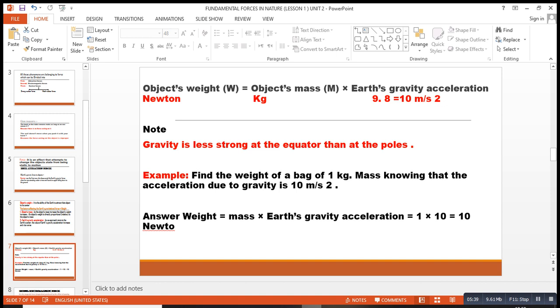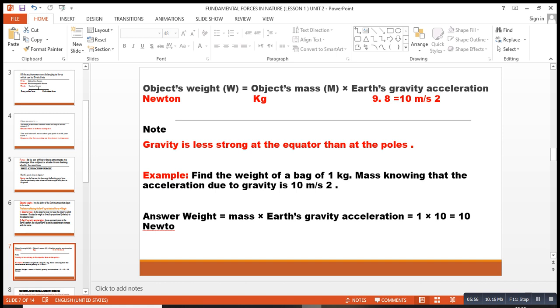Here is an example. Find the weight of a bag of 1 kilogram mass, knowing that the acceleration due to gravity is 10 meters per second squared. Answer: the weight equals mass times Earth gravity, which equals 1 times 10. The result is 10 Newton.